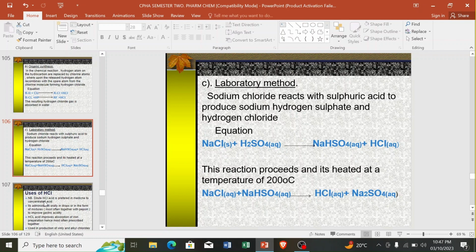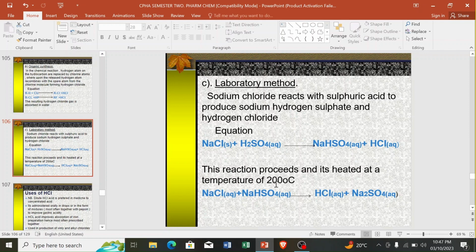Another method of preparation of our hydrogen chloride or hydrochloric acid is the laboratory method. For us to use a laboratory method, we need a salt, and that salt should be sodium chloride. It should react with sulfuric acid to produce sodium hydrogen sulfate and hydrogen chloride. So here we have sodium chloride plus sulfuric acid. This is the chemical symbol of sulfuric acid. This is the chemical symbol of sodium chloride. So we form sodium hydrogen sulfate, and this is the structure, and HCl. This reaction proceeds, and it's heated at a temperature of 200 degrees centigrade.